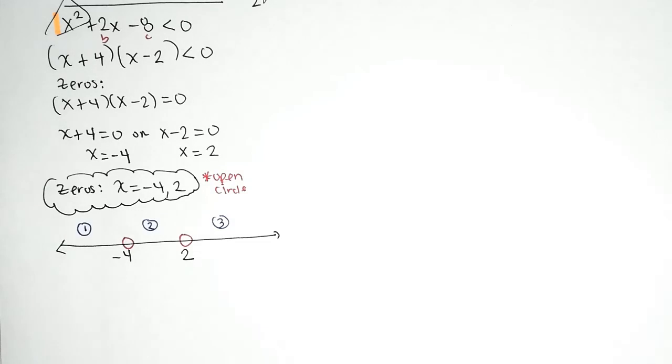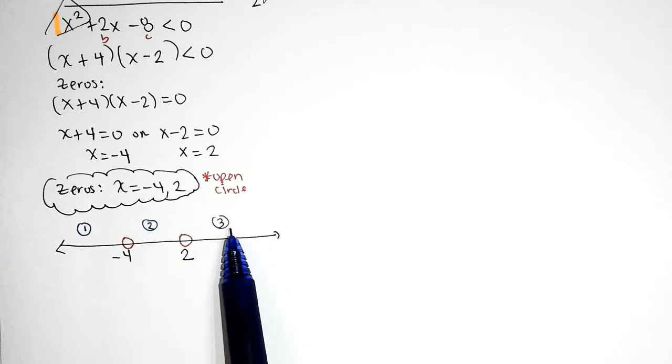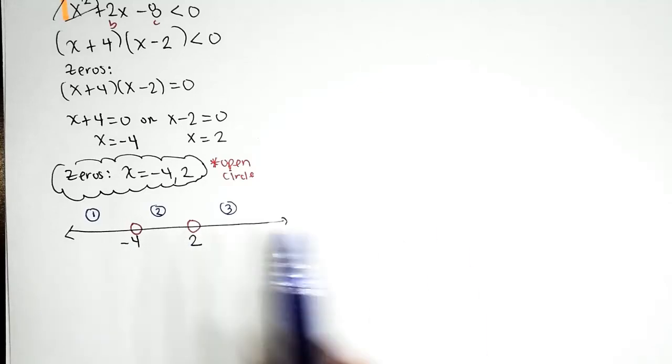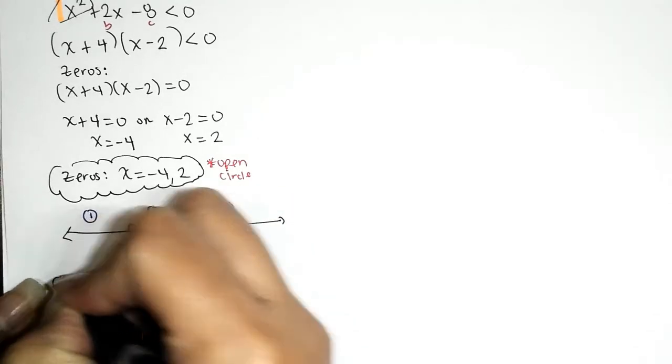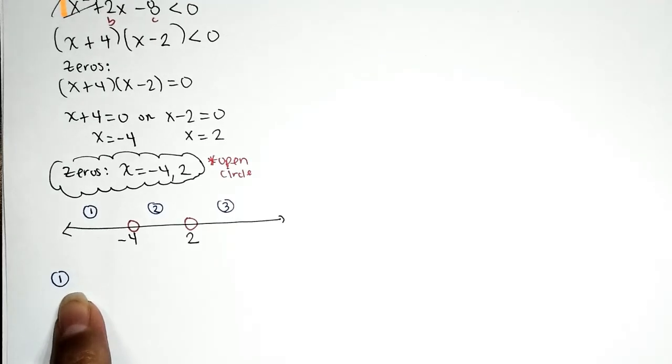Once you find the zeros, use those zeros to split the number line into test intervals. When we have 2 zeros, it looks like we're going to have a total of 3 test intervals. What are we going to do now? We're going to test out each interval to see which one of these is a solution. Again, I need you to label them. We're going to show our work: test interval number 1, and then you pick a test value. What's a test value? A test value is a value that you're going to test out to see if it's a solution.